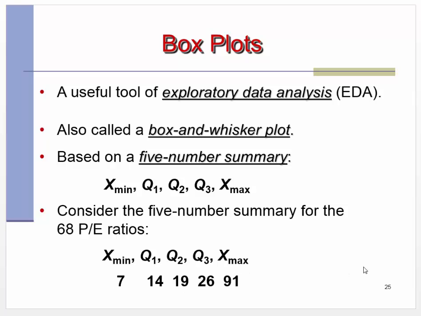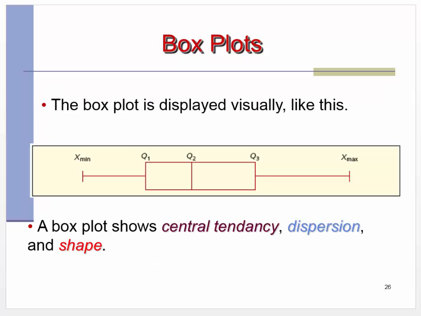Then with these 5 numbers, we can construct our box plot, or box and whisker plot. This is what the box plot is like. It's just like a box and a whisker. The box plot is displayed visually like this, and the left end is the minimum, X min. The right end is X max, the maximum number. In the box, that's a whisker. On the box, this side is Q1, the middle here is Q2, and Q3 is here.